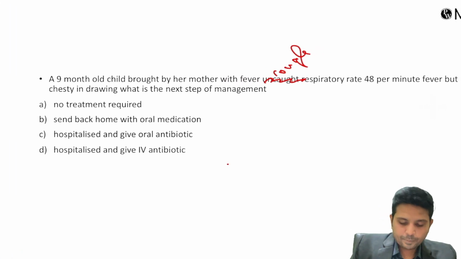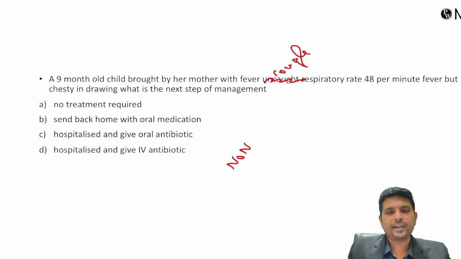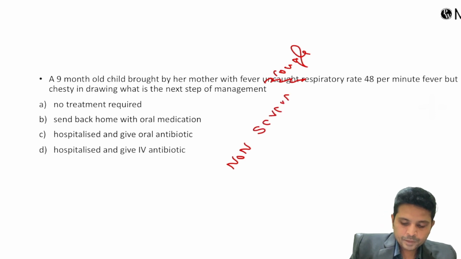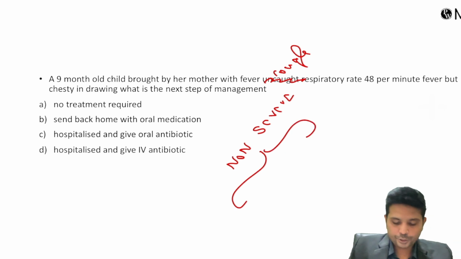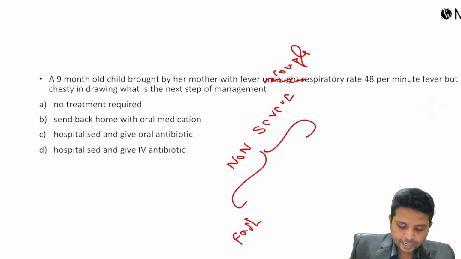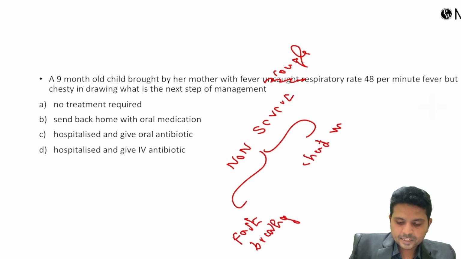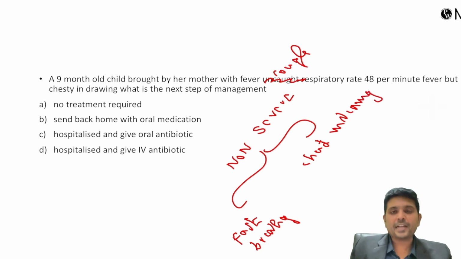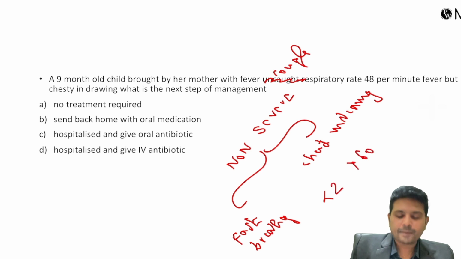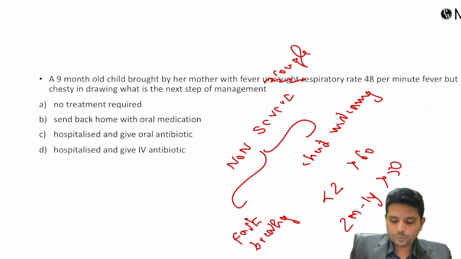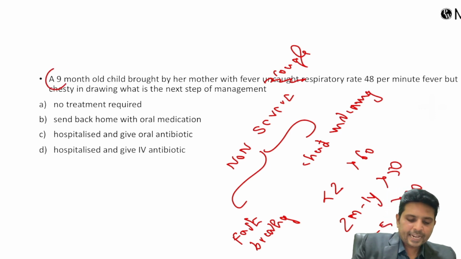We all know that pneumonia, based on the INICET guideline, is divided into non-severe pneumonia. Non-severe pneumonia in turn divides into fast breathing pneumonia and chest indrawing pneumonia. Fast breathing: less than 2 months, more than 60 per minute; 2 months to 1 year, more than 50 per minute; and 1 year to 5 years, more than 40 per minute should be called tachypnea. But here this child is 9 months old.